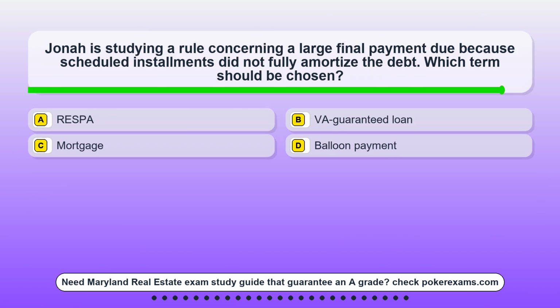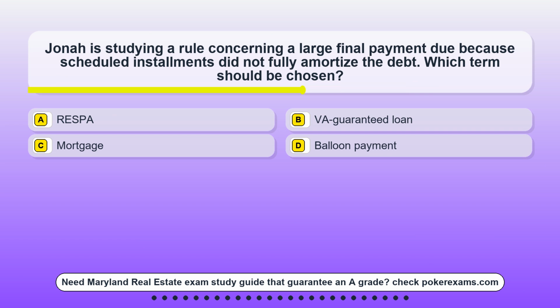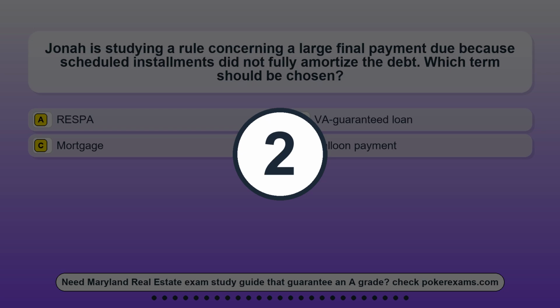Question 16. Jonah is studying a rule concerning a large final payment due because scheduled installments did not fully amortize the debt. Which term should be chosen? Option A, RESPA. Option B, VA guaranteed loan. Option C, mortgage. Option D, balloon payment.